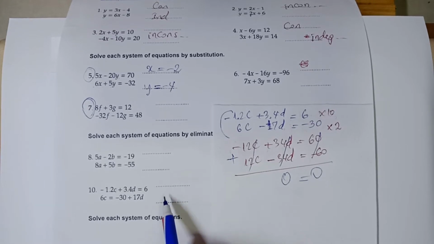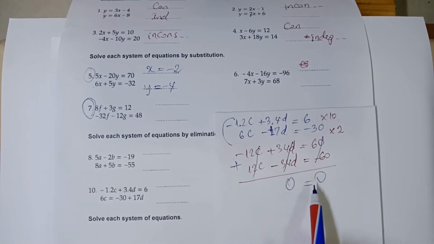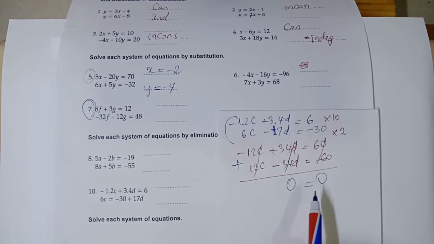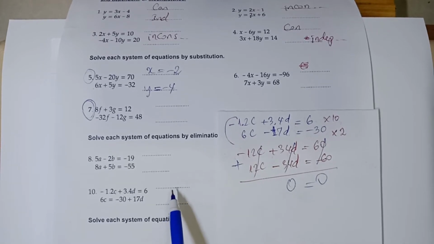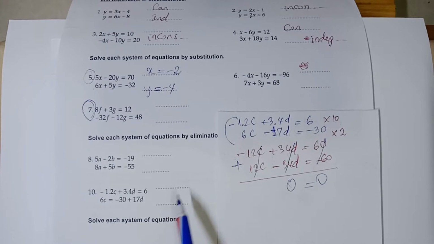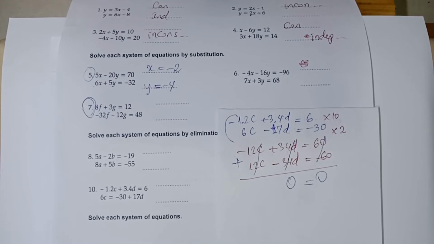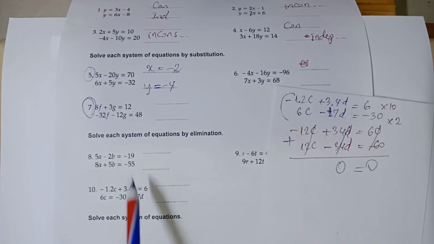You can either say this is many solutions, 0 equal to 0, which is true all the time. So this is many solution, or you can say infinitely many solution, or you can just write it infinite solution. So either way, which one you prefer to write your answer in. And the rest of the problem, you do the same thing.